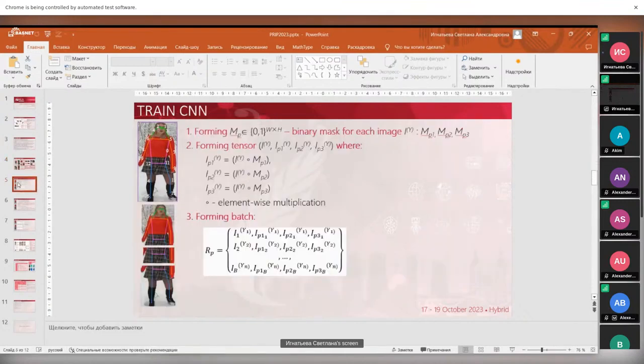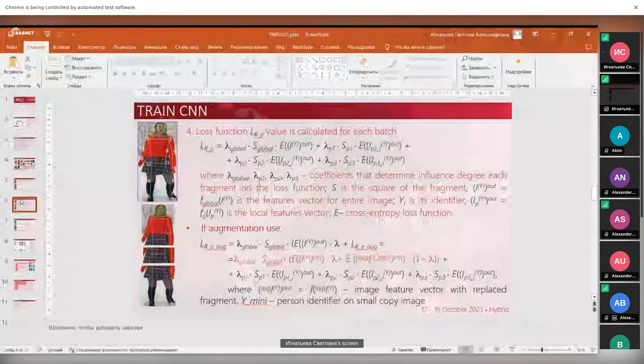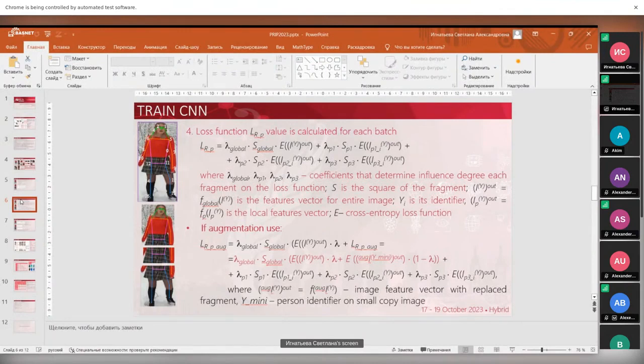When training the CNN, a mask consisting of zeros and ones is formed for each local area, which allows you to select the required image region, after which image batches are generated and loaded to the CNN input. When training, we use data augmentation, in which some images undergo a vertical and horizontal cyclic shift or are transformed to grayscale, and some batches are formed by adding smaller copies of some images to others. Depending on whether augmentation was applied to the data batch or not, the loss function is calculated differently. At the top of the slide, you can see the loss function without augmentation, at the bottom with augmentation. When calculating the loss function for an augmented batch for global descriptor components, it is calculated taking into account the fact that there are two people in the image, and two additional lambda coefficients are introduced, depending on the ratio of the original image and the small copy.